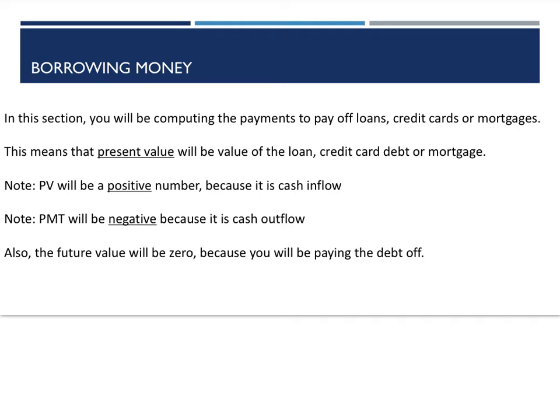The payments, that's what we're usually solving for, and that's going to be negative because obviously that's the money we have to pay out. And our future value will be 0 because that's how much money we need to have owing at the end. You don't want to stop paying for your loan before your balance is 0.